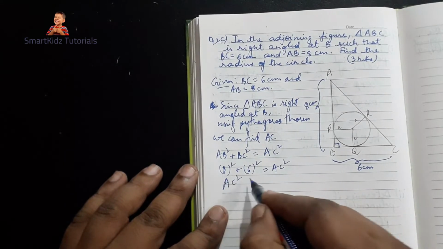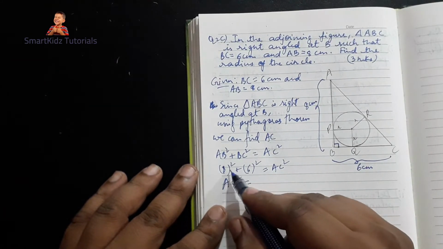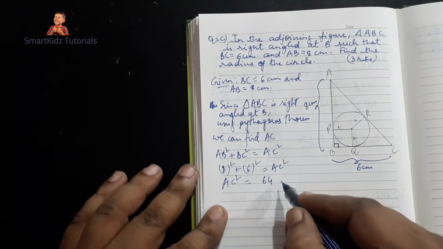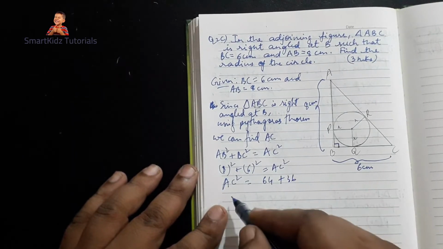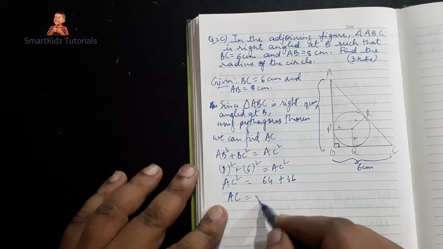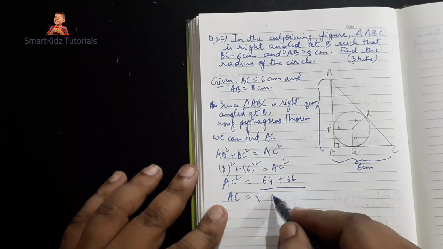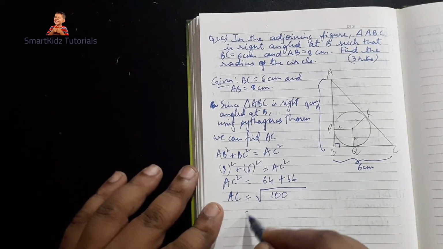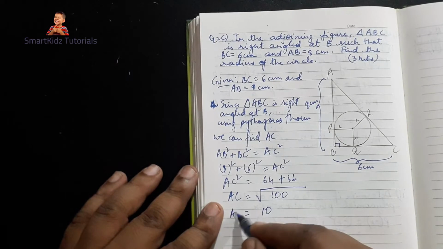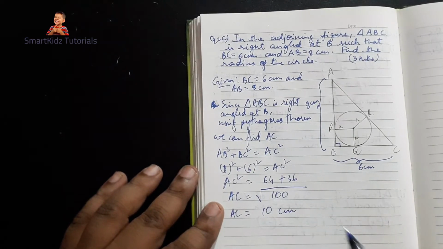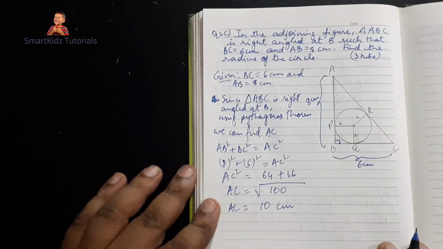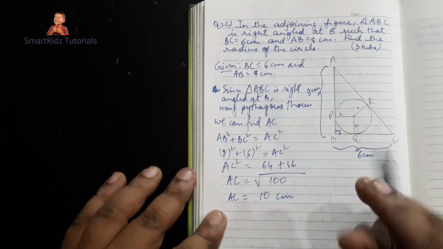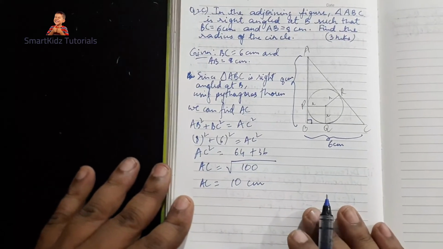So AC square equal to 8 square is 64 and 6 square is 36. So that means AC will be equal to square root of 64 plus 36, that is 100, and square root of 100 is 10. So AC will be equal to 10 centimeters. Okay, done. So we've found out the value of AC.